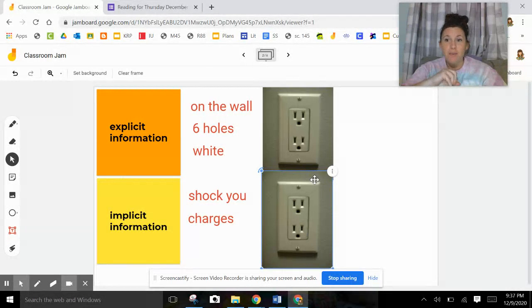That's why a lot of babies get in trouble. That's why you have to cover those things, because babies will try to stick their fingers in it because they don't know that, because their brains are not as smart as yours are. That's implicit information. It's things that you know in your brain because you're smart and you've learned it. It's the things that you really have to dig for. Implicit information really shows you how smart you are.